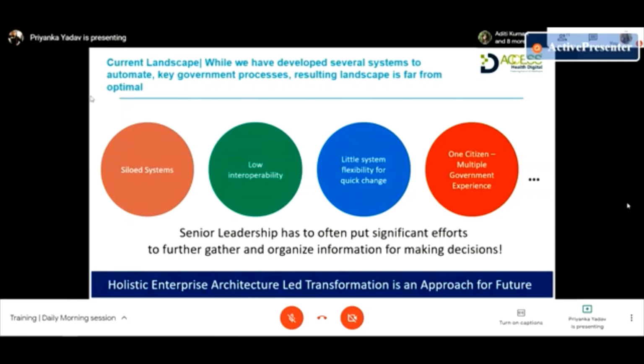So challenges remain the same: siloed systems, low interoperability, little system flexibility for quick change. For them, in a monolithic architecture, everything is customization. When the systems were designed, they were always designed keeping in mind one single client who actually requested it. So it was hard coded in the system. So it is not configurable.